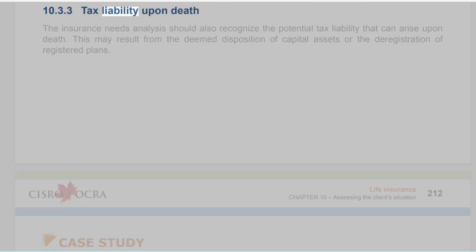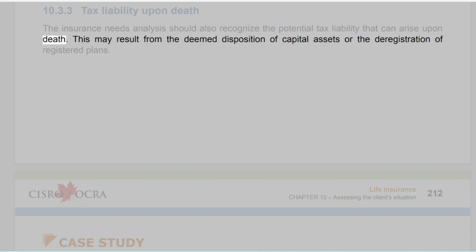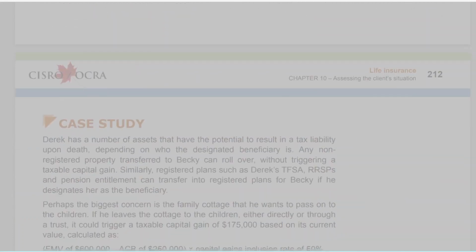10.3.3 Tax liability upon death. The insurance needs analysis should also recognize the potential tax liability that can arise upon death. This may result from the deemed disposition of capital assets or the deregistration of registered plans.